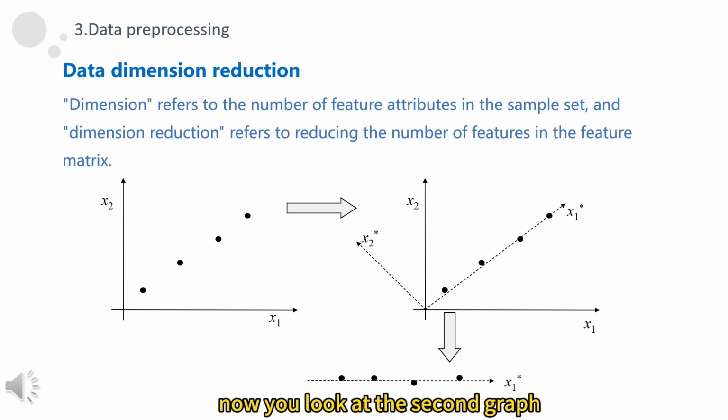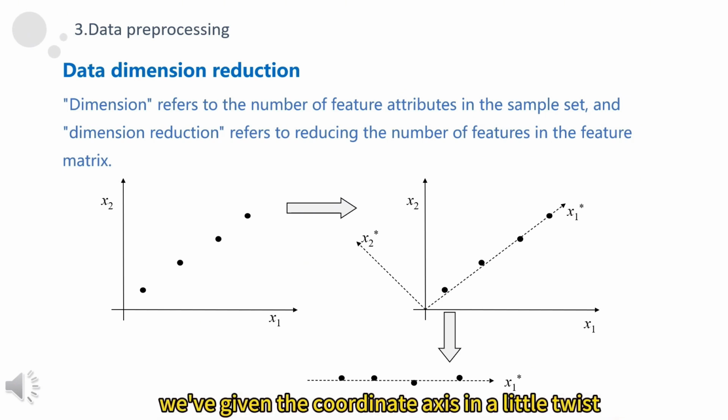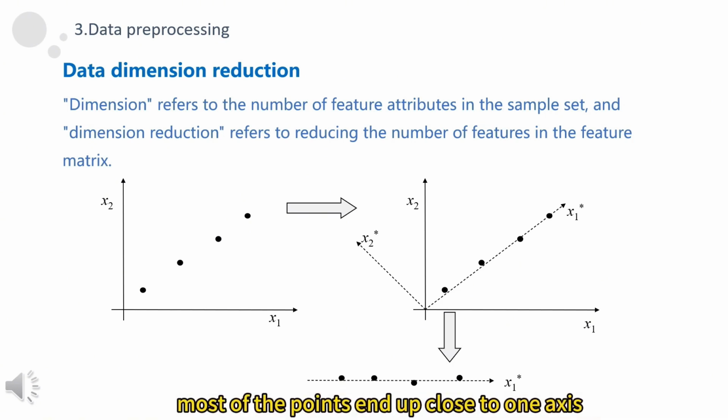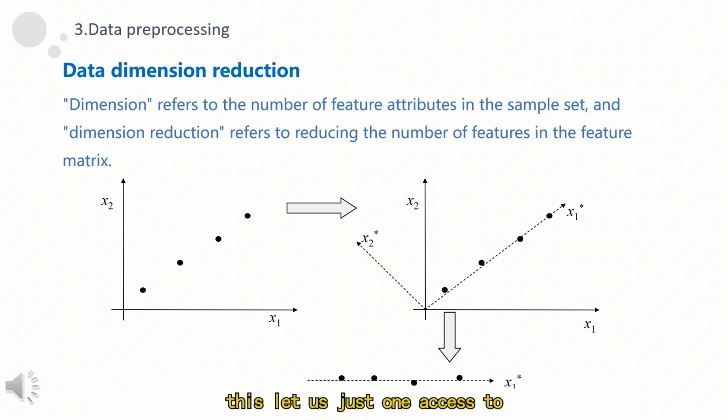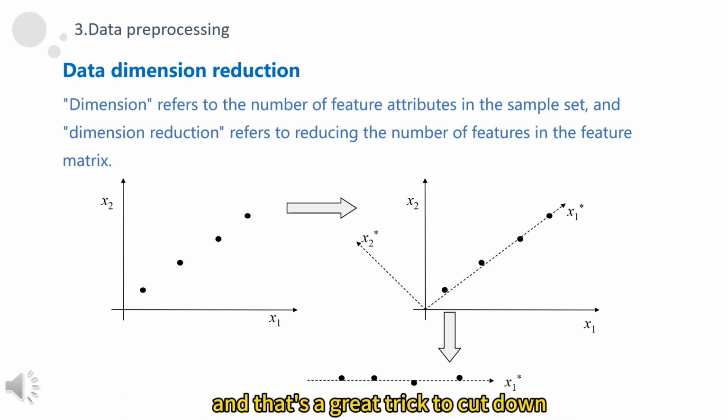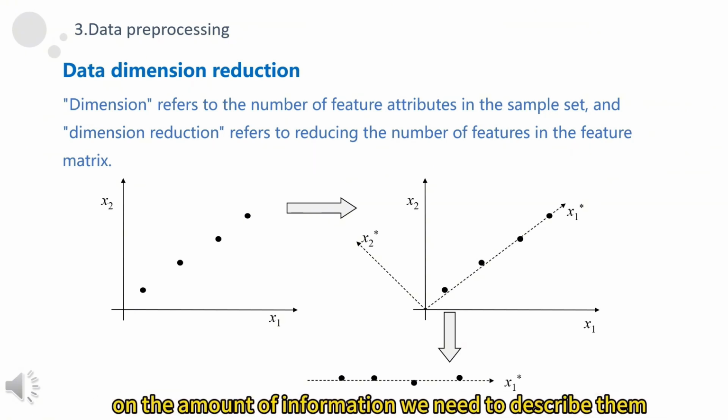Now, look at the second graph. We've given the coordinate axes a little twist. By doing this, most of the points end up close to one axis. This lets us use just one axis to represent most of the information about these points. And that's a great trick to cut down on the amount of information we need to describe them.